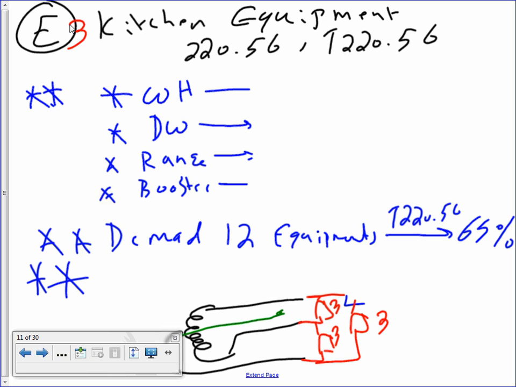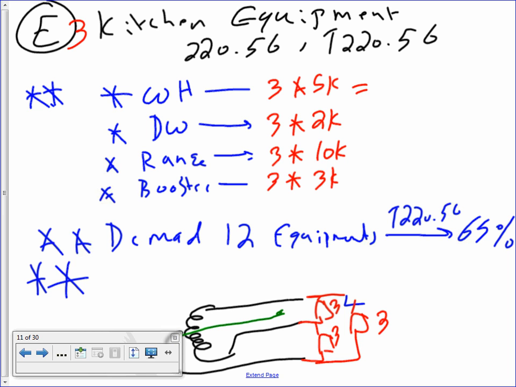For a commercial building, we have the following kitchen equipment, guys. I have 3 water heaters, each one of them is 5K. And I have 3 dishwashers, 2K. And I have 3 ranges, commercial building, 10K. And I have 3 heater boosters, each one of them is also 3K. And when you guys do the math on this, it will get you 5K here, 5K, VA.